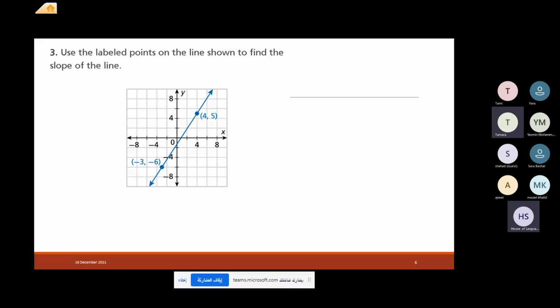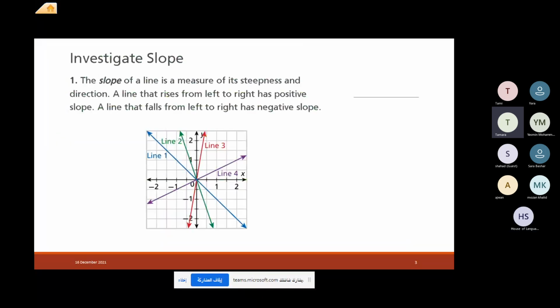Teacher, how will the line be a negative line? We will say now. It's not a negative line. If it is decreasing, the slope will be negative. If it is increasing, the slope will be positive. Today we will see how. So what do I mean by the slope? The slope is a measure of its steepness.